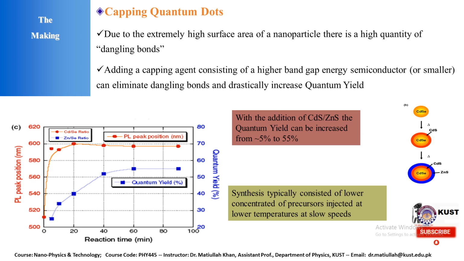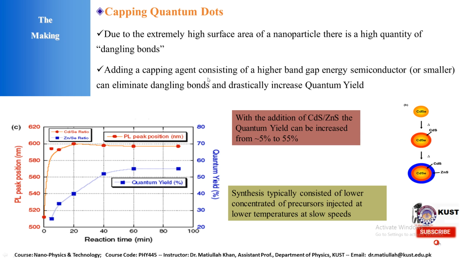We have performed it for several semiconductor materials. Just like in this case, we have CdSe, on which there is a cover of CdS, and finally at the end we have another covering of ZnS. So we can get very interesting properties from this material and increase the quantum yield as well.